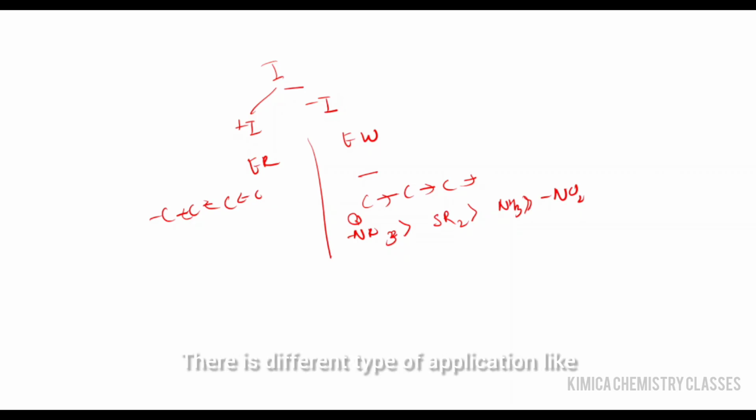There are different types of applications, like stability of a reaction intermediate. It explains the relative stabilities of reaction intermediates, polarity of covalent bonds and dipole moment in organic chemistry. They tell us the electronegativity difference and orientation of polar covalent bonds. Different types of applications are there for inductive effect.